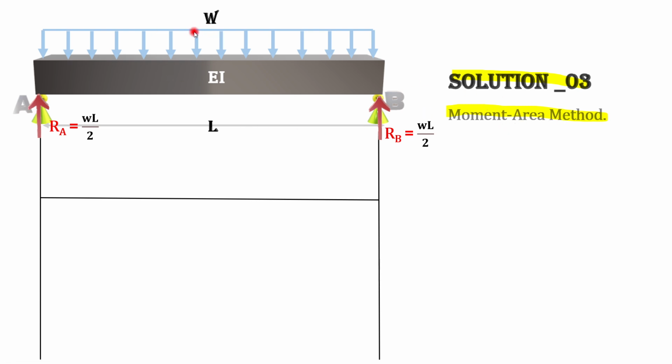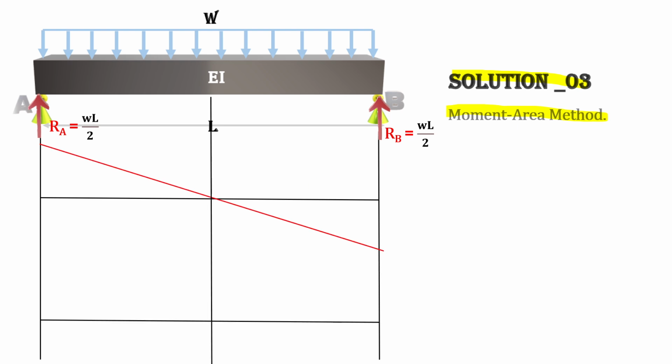So if a distributed load of W is applied all along the entire span, half of the load goes to support A, that's WL over 2, and the other half at R sub B, which is WL over 2. If we draw the shear diagram, it becomes a linear shear diagram.